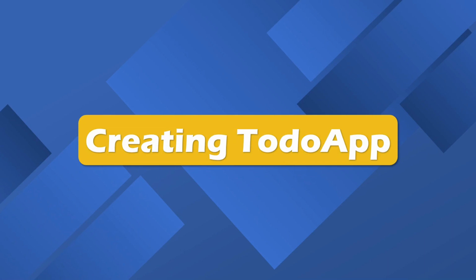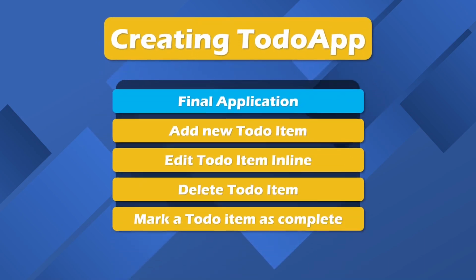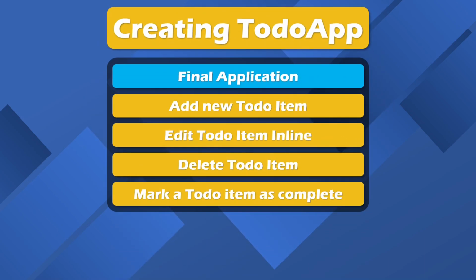Hello everyone, welcome back. Today we will start to develop our first React application, which would be the To-Do app. The application that we are going to create will have all of these features. You will be able to add a new to-do item. You will be able to edit the to-do items inline, as in on the same page. Then you will be able to delete the to-do items which are not needed anymore, and you will be able to mark any to-do item as complete or incomplete.